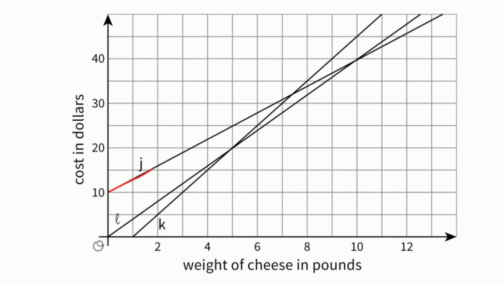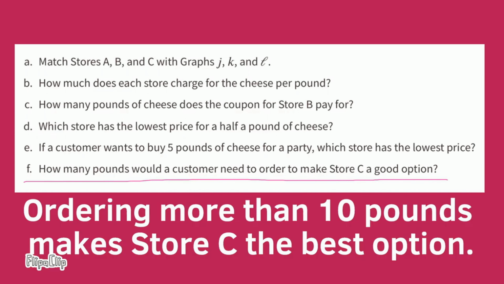Line J represents store C. Follow line J left to right. It intersects line L, and then it finally intersects line K at 10 pounds of cheese. What this means, if the customer were to buy more than 10 pounds of cheese, line L or store C would be the best option. Ordering more than 10 pounds makes store C the best option.